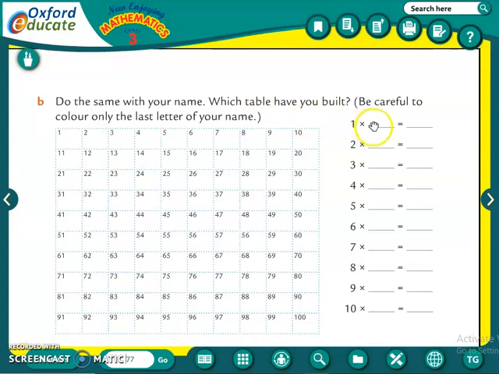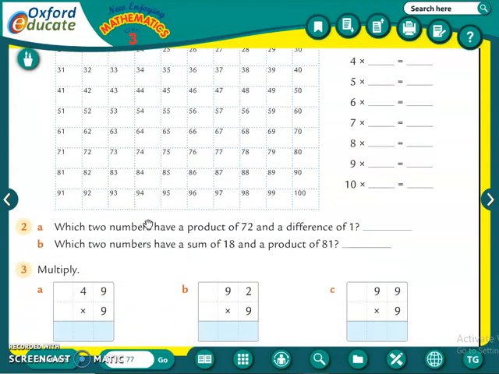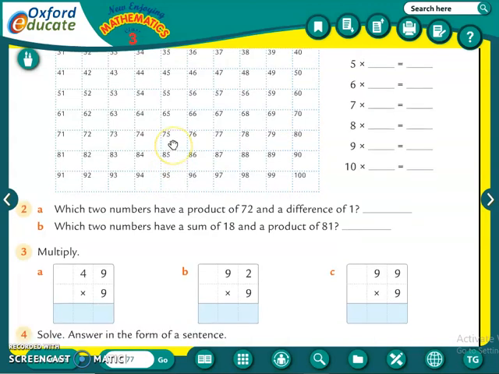So here we will write 1 multiplied by 6. So 1 multiplied by 6 is equal to 6. 2 multiplied by 6 is equals to 12. Like this, you have to complete the table with your name. Okay, so you will do it by yourself and in the textbook only.